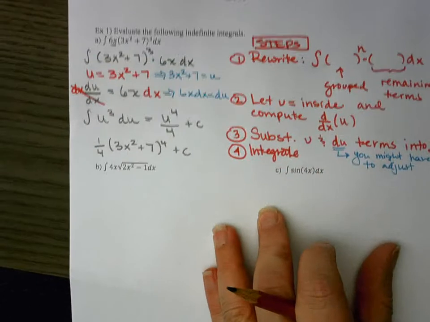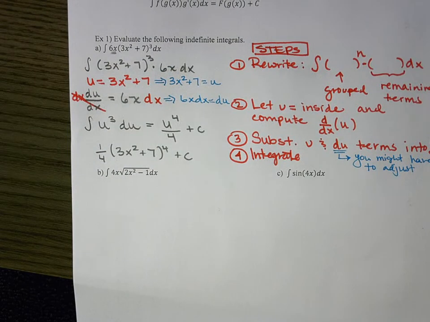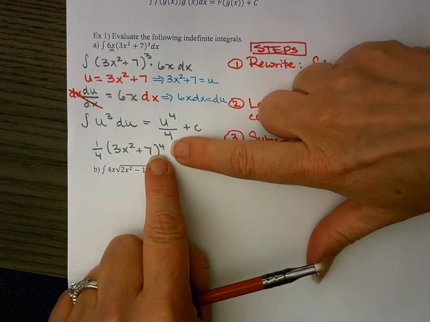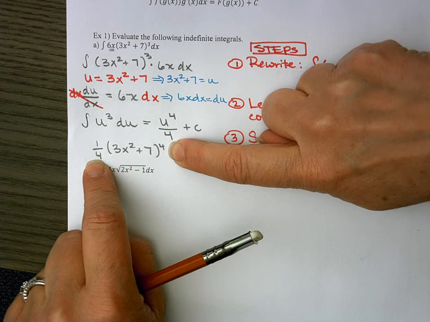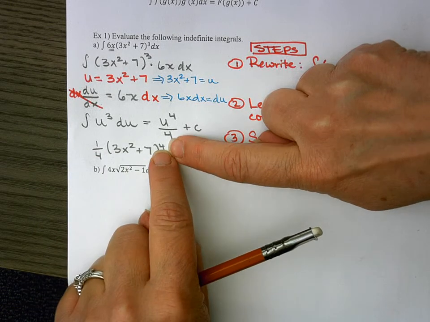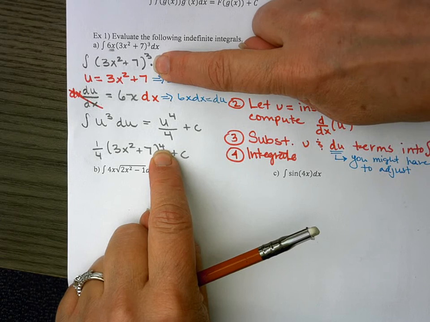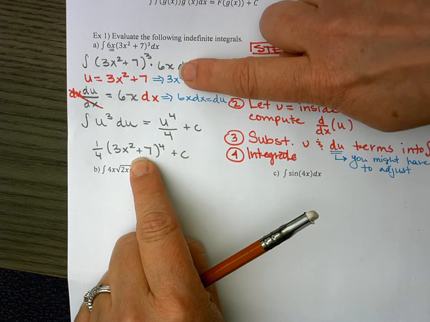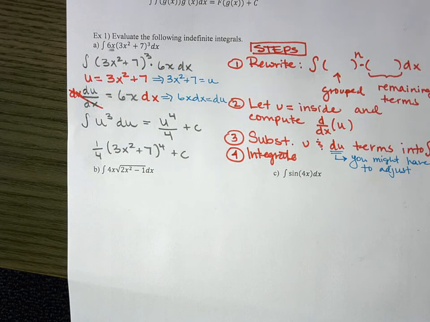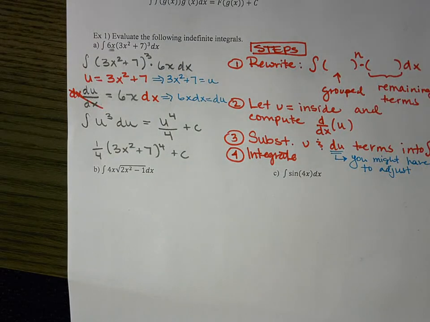So if I want to check it, I would take the derivative. So this derivative, I would bring down the power of 4, which would cancel. And then I would get 3x squared plus 7 cubed, which is what I have here. And then times the derivative of what's inside, which is 6x, which is what I have here. Okay? All right. Good? Okay, let's do another one.